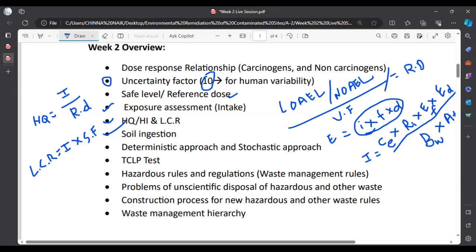It is C into, should I write or no need? Do you guys have formulas with you? Okay, I'll write then. Please try to note it down so that it will be helpful for you. Okay, soil ingestion intake.